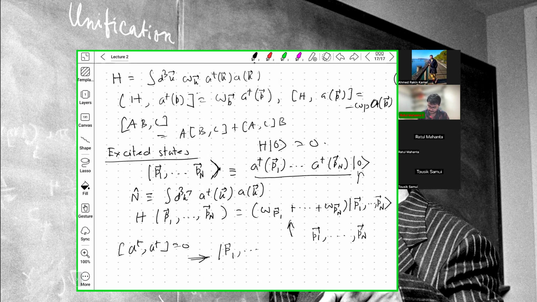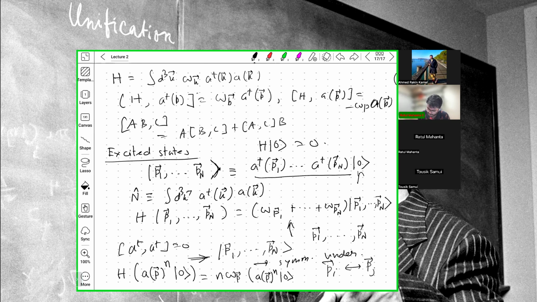So this state has a symmetry under interchange of the labels. So a single mode can be populated. For example, you can act with this n times on 0. You will get nothing but n times omega_p as the energy. So H of this will be this times again the state. So even a single state can be excited, and the same energy can be populated by n particles. So that is the Bose symmetry, and I think that is a good place to stop for today, and I can take all the questions.